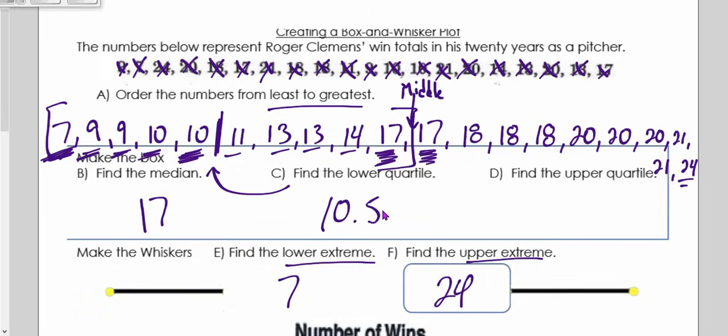The exact same thing for the upper quartile. The lower quartile is splitting the bottom half in half. The upper quartile is splitting the top half in half. 1, 2, 3, 4, 5. That's the 5th number. So it's directly in between these two 20s. So 20 is the upper quartile.